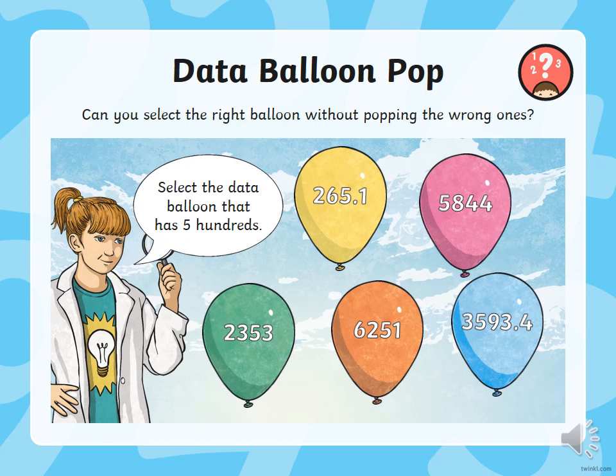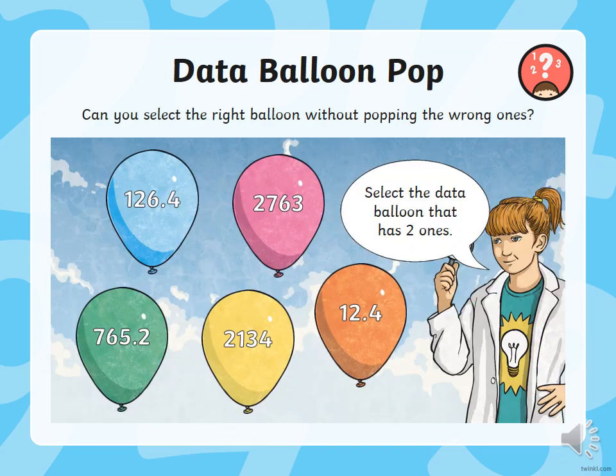Can you select the right balloon without popping the wrong ones? Select the data balloon that has 5 hundreds. Excellent. It's the blue balloon that has 5 hundreds, 3,593. Again, select the balloon that has 2 ones. Excellent. It's the brown balloon, 12. That's the 10 and the 2.